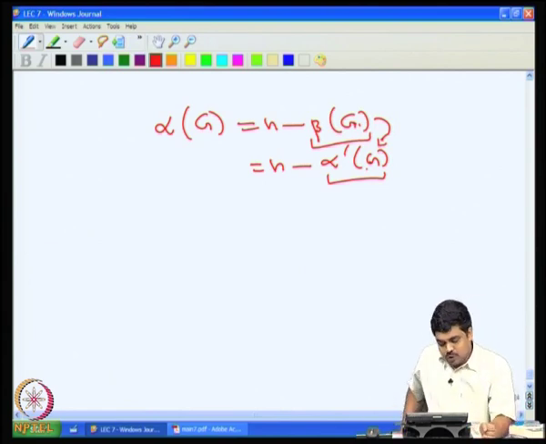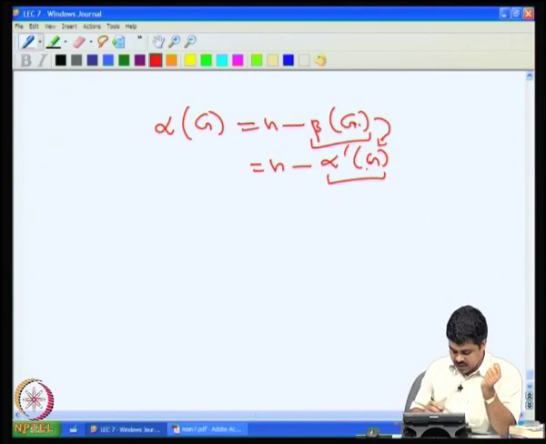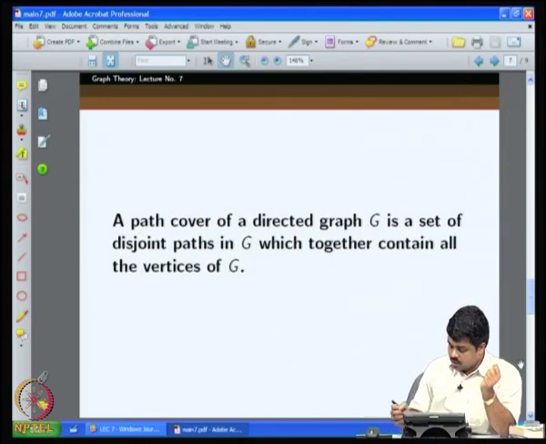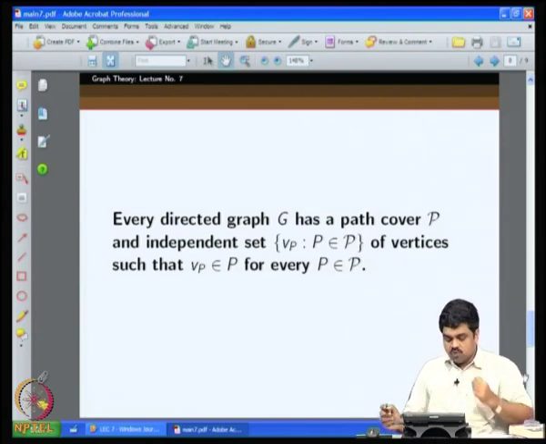So, now it looks like an interesting question. Probably there are some graphs whose minimum path cover cardinality can be more than alpha of g, but in the next theorem we will see that it's not possible. So, always the minimum path cover cardinality in a directed graph is at most the independent set size. Not only that, a little more than that.